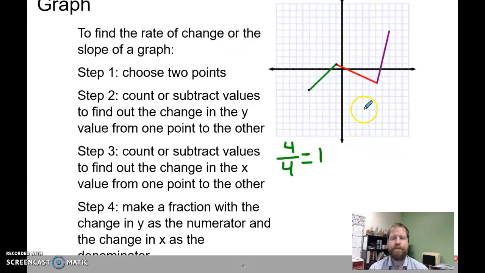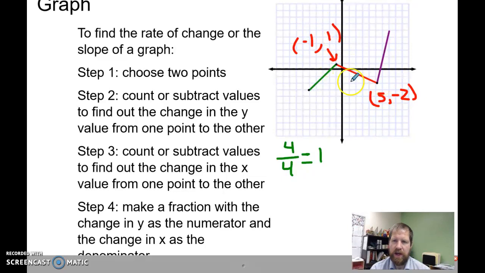Sometimes you will have very large values that make it harder to count to get to your rate of change. Maybe you have decimal values. In that case, it's going to be easier to subtract. So this point is at negative 1, 1, right, this point right here. And this point right here is going to be at 1, 2, 3, 4, 5, and negative 2. So 5, negative 2.